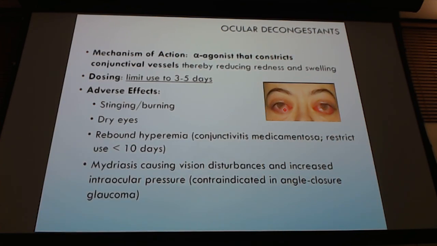Looking at our decongestants, again, mechanism very similar to what we talked about before, your alpha agonist, trying to decrease the redness that they have, again, limiting to those 3 to 5 days, because if not, they will have that rebound redness, okay, that will occur to them. So same thing like we talked about with that pharm, right? They will have that rebound congestion in their nose. Now they will have that rebound redness that they're experiencing in their eyes.